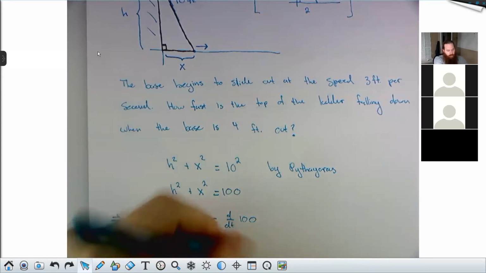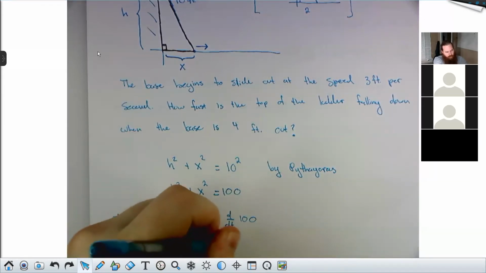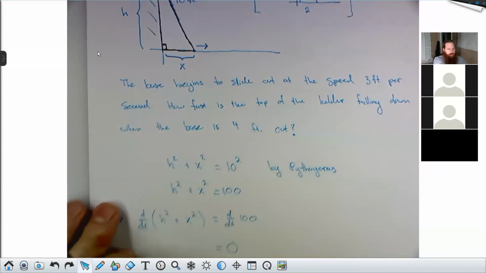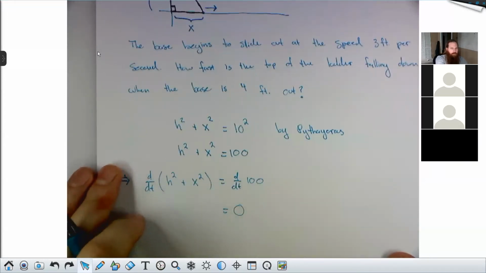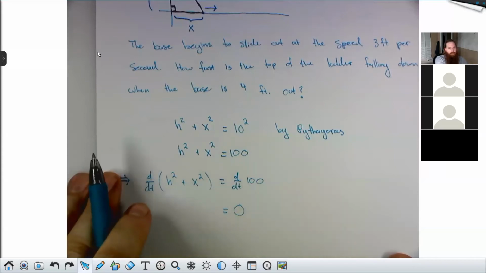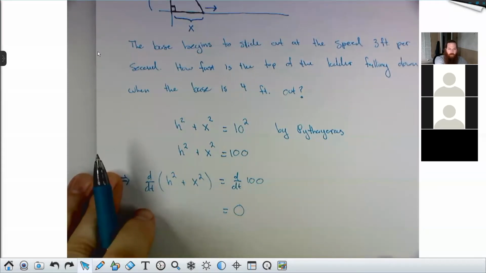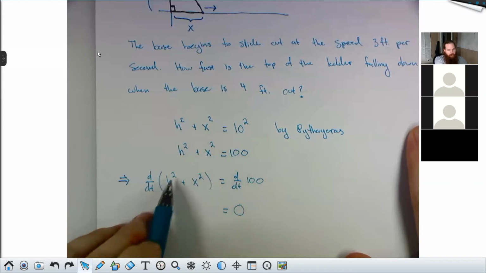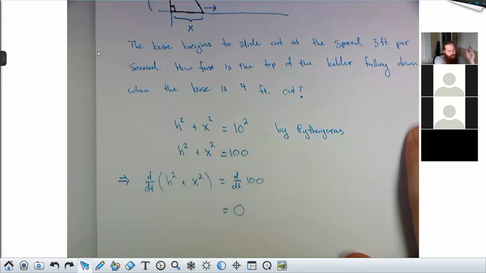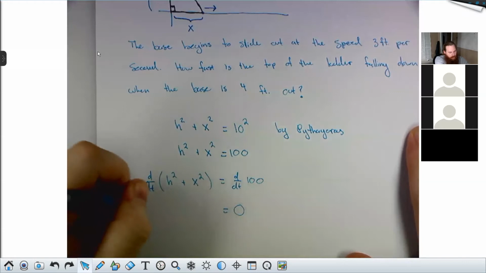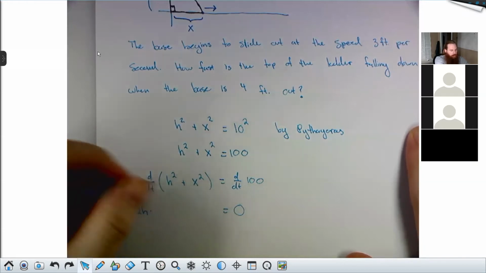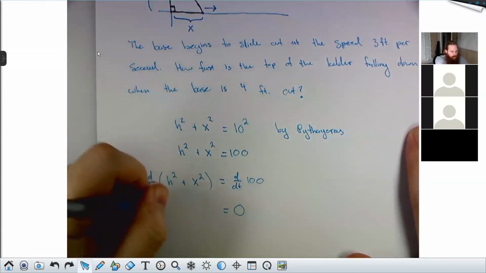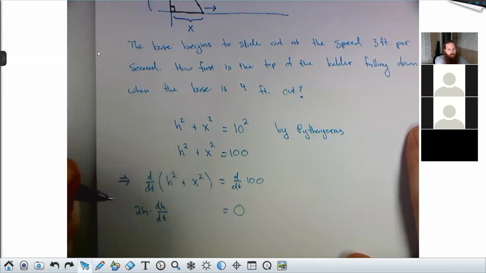d/dt of 100 is 0, because 100 definitely is a constant. But on the left-hand side, neither h nor x are constants. So both of these need to be differentiated implicitly with respect to time. If I take the derivative of h squared with respect to time, I get 2h times the derivative of h with respect to time, which is dh/dt.